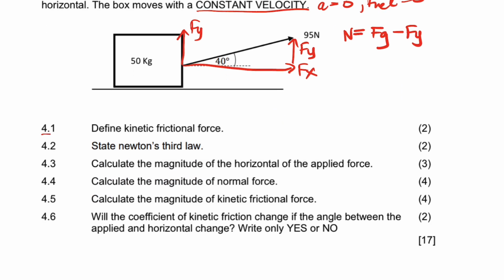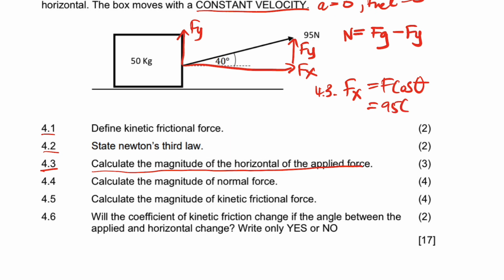Now guys, I'm not going to do question 4.1 and 4.2, it's a definition. I'm going to go straight to 4.3. It says calculate the magnitude of the horizontal applied force. So Fx is equal to F cos theta, and the force is 95 cos what, the angle is 40. When you punch that in the calculator, 95 cos 40 is going to be 72.77 newtons, and the Fx is going to the right. As you can see there, it's going to the right.